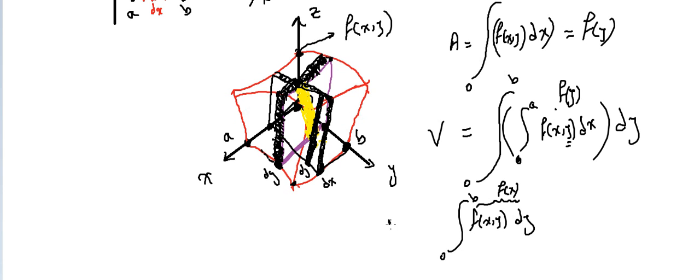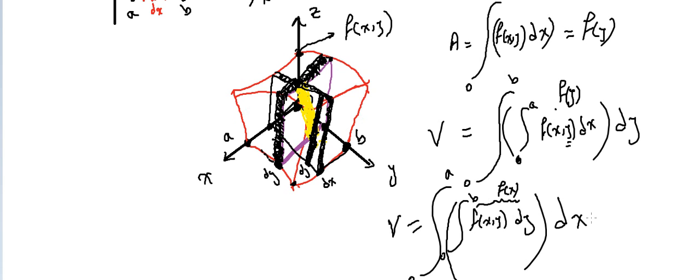So the volume will be the integral from 0 to a of all of this, which is the integral from 0 to b of f of xy dy, all of them dx. Both will give me the same. I will give you a counter example, and we will see that this will give me the same answer. This will give me exactly the same answer, whether we took this or this.